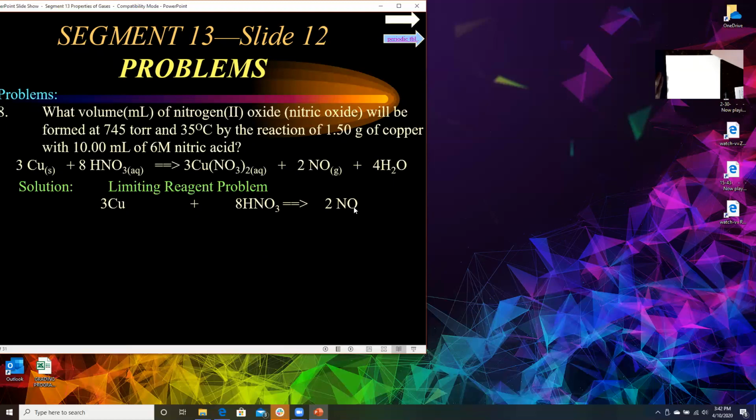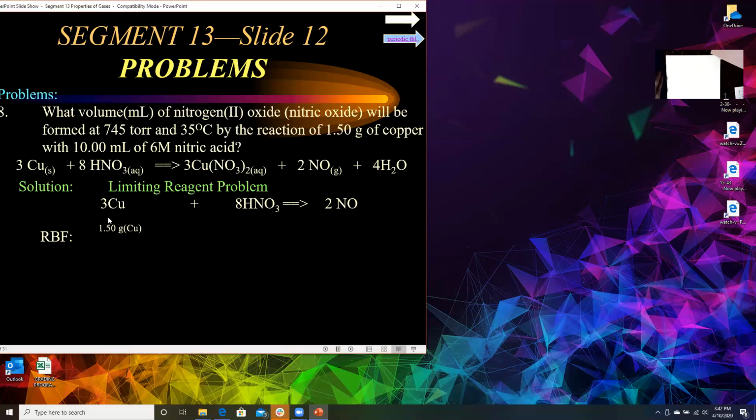These are the only things that are involved in this problem. We have the copper, the nitric acid, and the nitric oxide, NO. Those are the only things that we have in this particular problem, so I can ignore the rest of the stuff in solving the problem. Let's do our rebalancing factors.